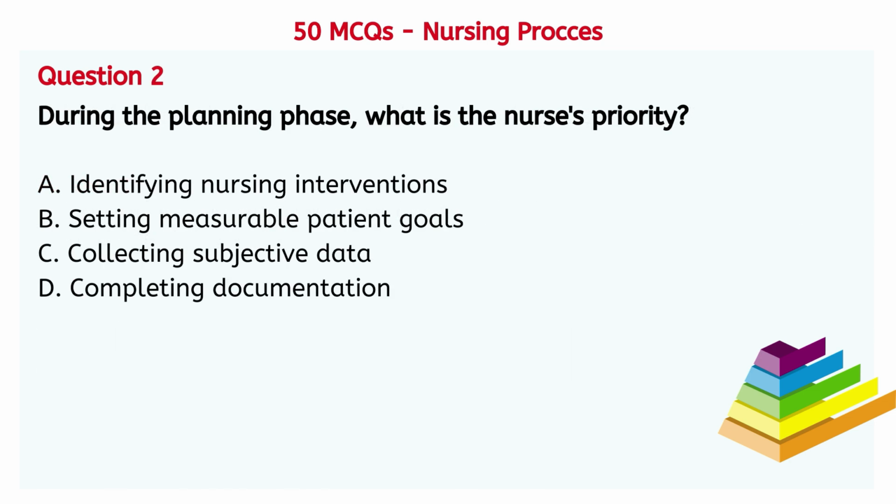Question 2. During the planning phase, what is the nurse's priority? The options are: A. Identifying nursing interventions. B. Setting measurable patient goals. C. Collecting subjective data. D. Completing documentation.